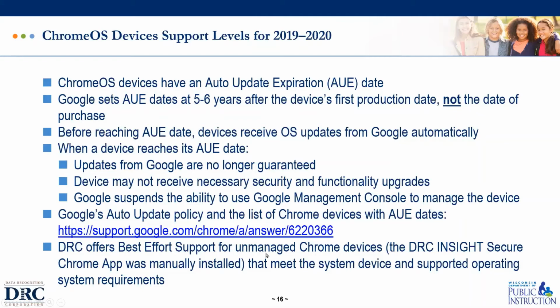DRC's position is we will support these devices in that unmanaged situation as long as they are running Chrome 74 or above for this year. So we will provide best effort support for those devices running 74 or above, even though Google may not fully support them within their Google management environment.